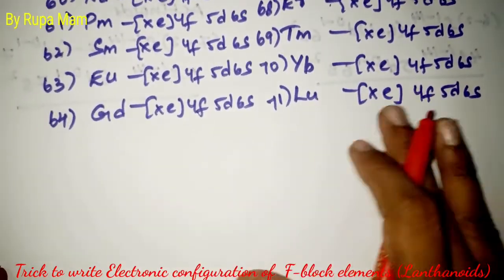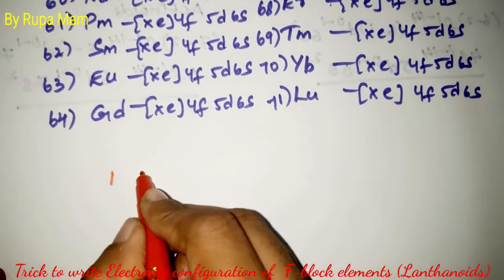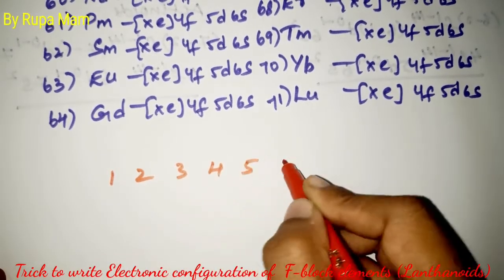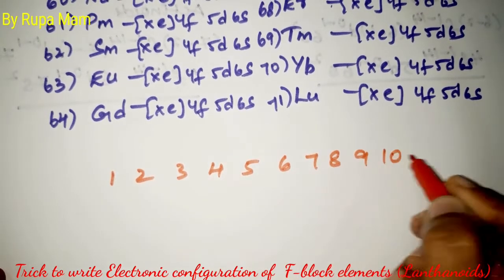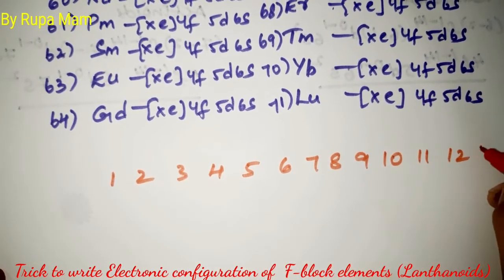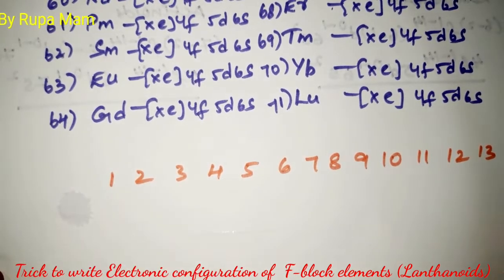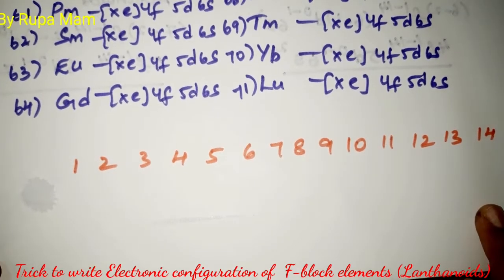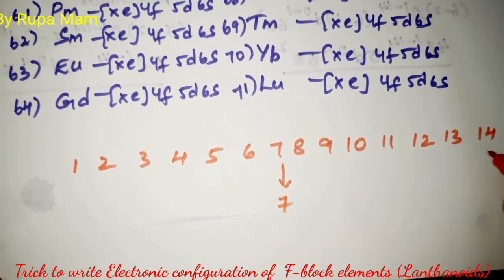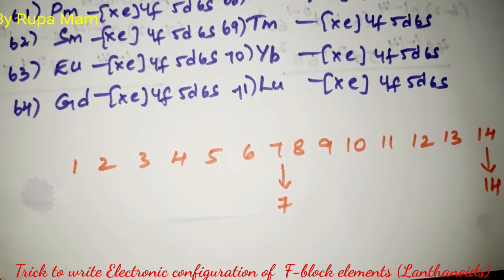14 electrons. Then fill like this. Take 1 to 14: 1, 2, ... 9, 10, 11, 12, 13, 14. 14 electrons. In f, half filled is 7 and completely filled is 14, so write 7 and 14. These two are half filled and fully filled. That means these two are stable electronic configurations, more stable, where there is no change in the configuration.